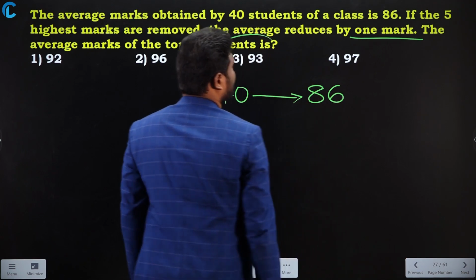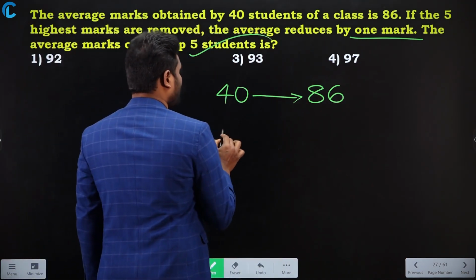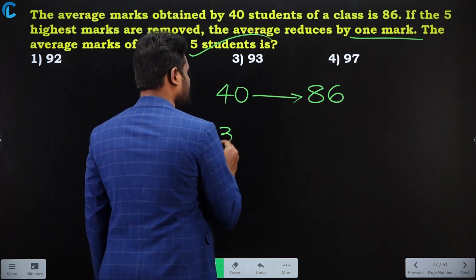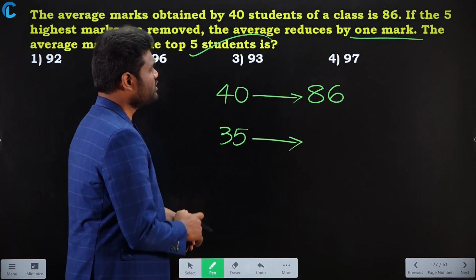Now what happened? If the 5 highest marks are removed, out of this 40, if the top 5 are removed, you will have only 35. Then what happened? The average reduces by 1.